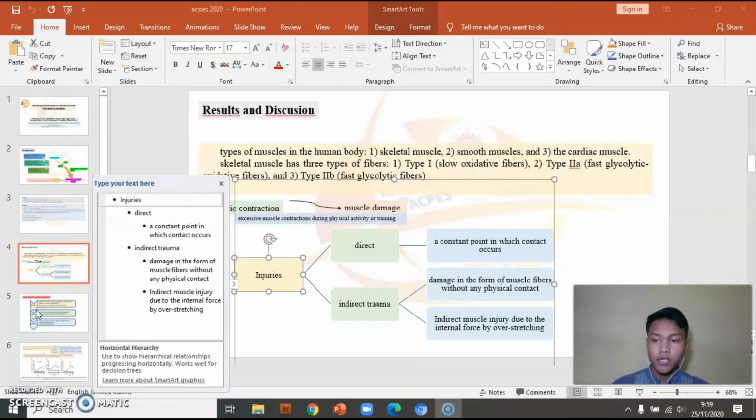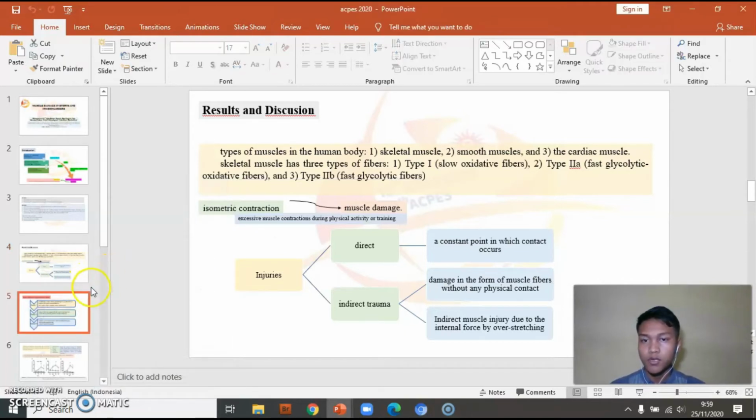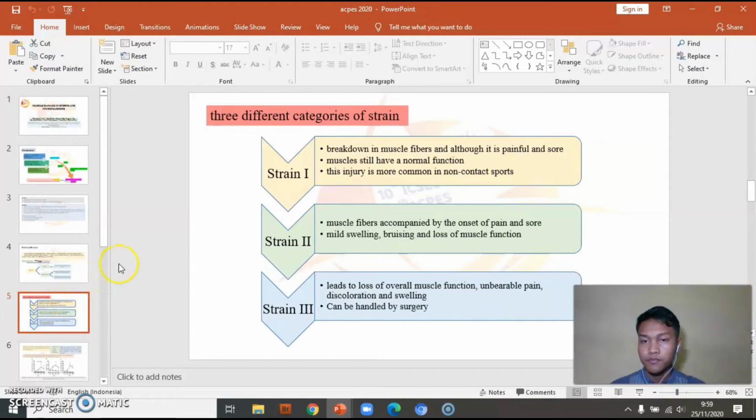Okay, the next slide. Three different categories of strain. Strain 1, breakdown in muscle fibers, and although it is painful and sore, muscles still have a normal function. This injury is more common in non-contact sports.